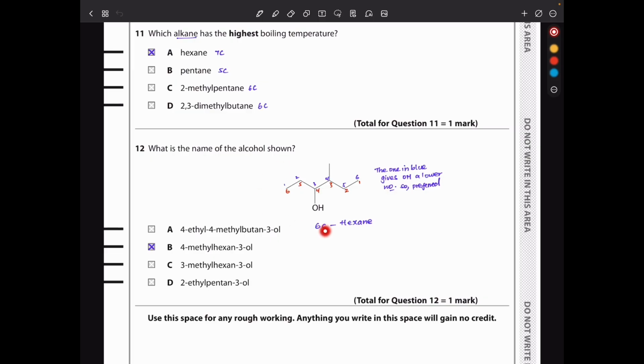In question 12, what is the name of the alcohol shown? This alcohol here, we're going to give OH priority. I numbered from left to right, and this got 3, that 4. Then when I did right to left, this got 3 and that 4. Since we're giving OH priority, I'm going to go with 3 for OH and 4 for the methyl. So the name should be 4-methyl, 1, 2, 3, 4, 5, 6, that's going to be hexane. So 4-methylhexan-3-ol. The answer is B.